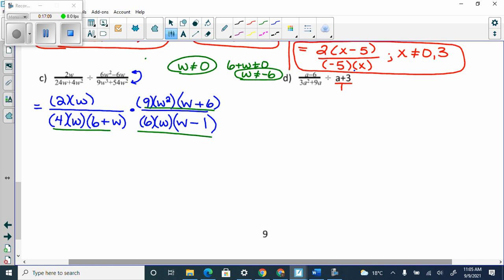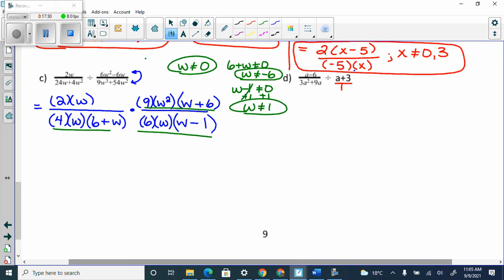You guys think it has to be harder. It doesn't. W plus 6 is W can't equal -6, which I already have. 6 doesn't get me an MPV. This one's going to be W can't equal 0, which I already have. And then I have W minus 1 can't equal 0. Add my 1 over. W can't equal 1.